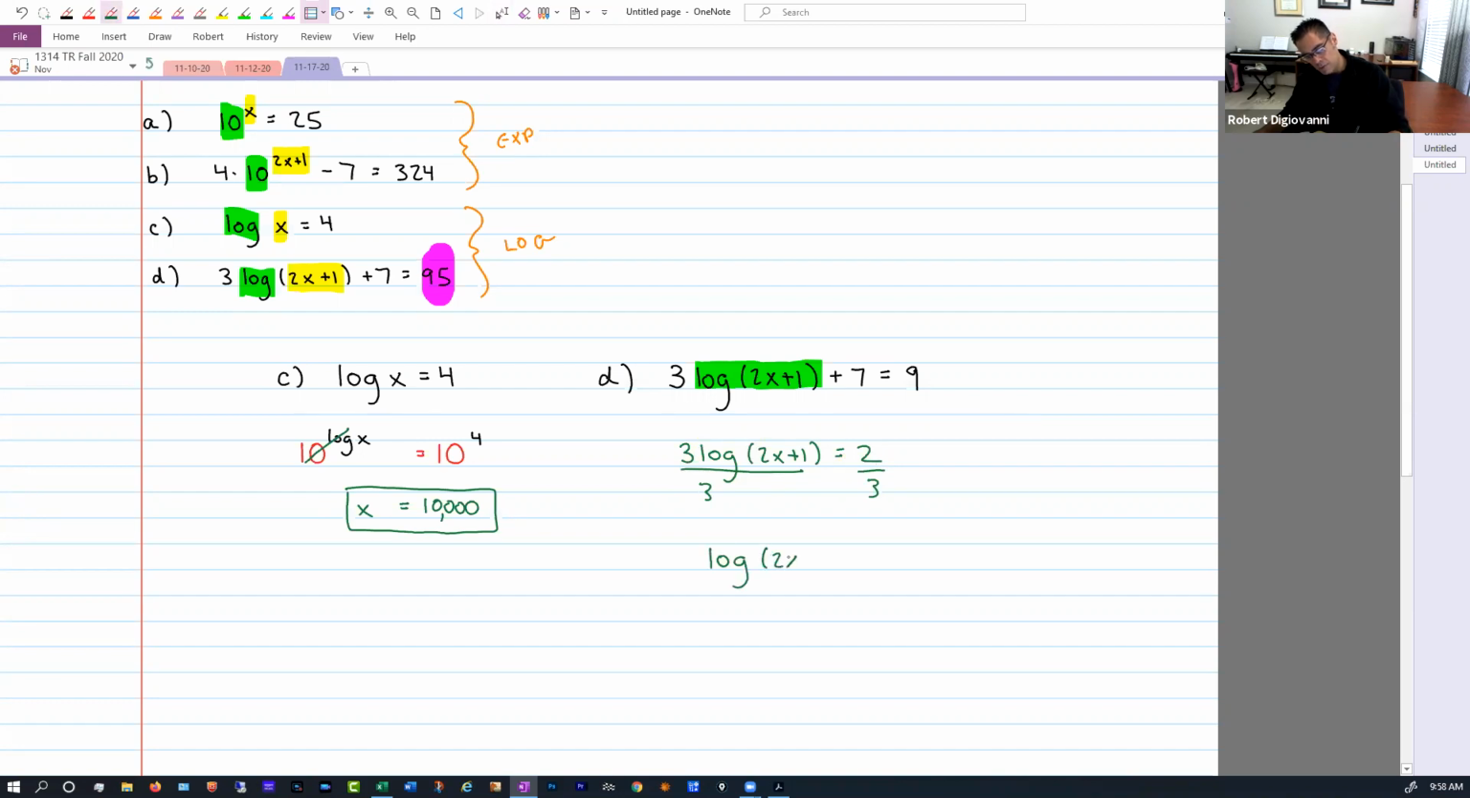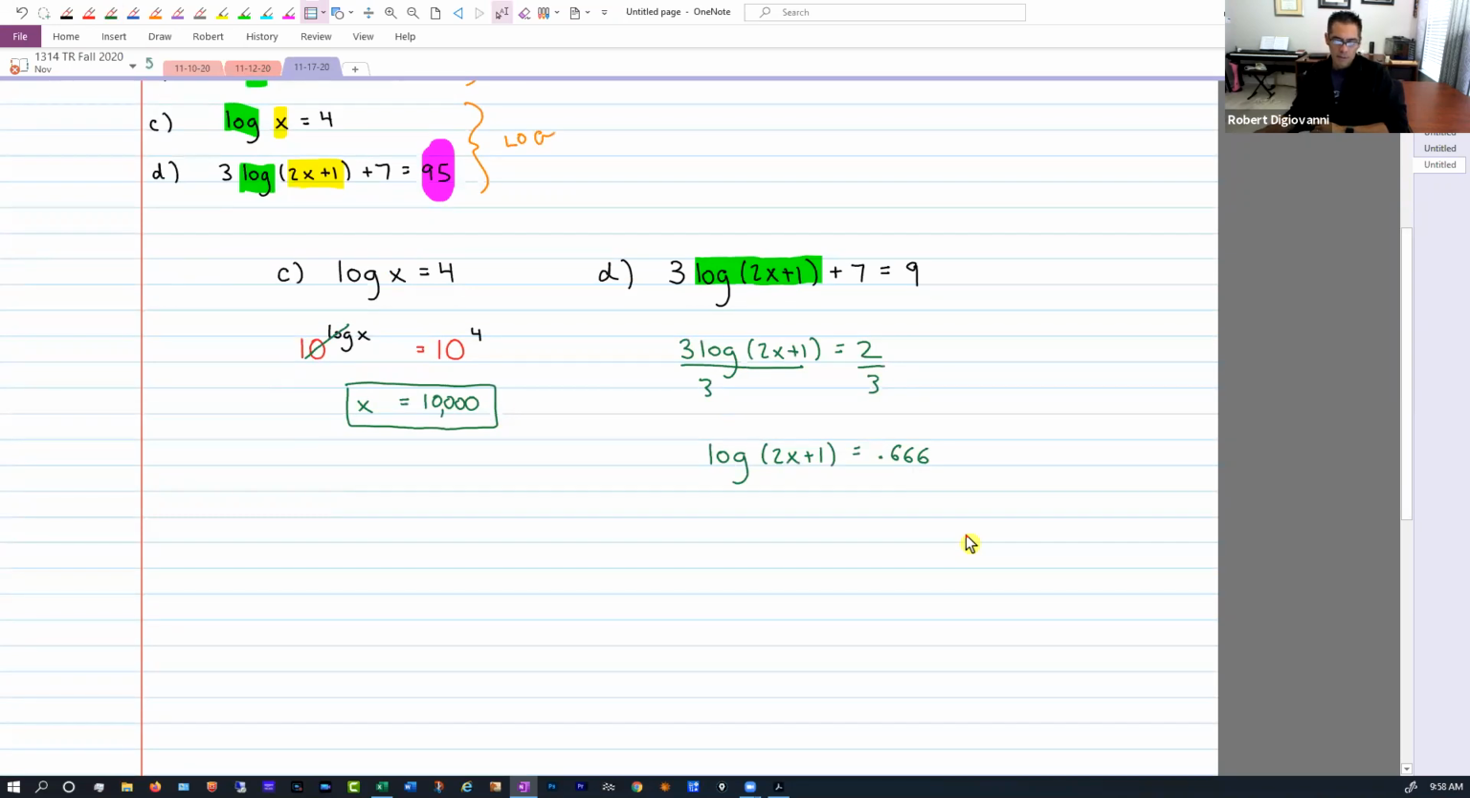log of 2x plus 1 equals 2/3, which is 0.66 repeated. Any questions on this? Subtract 7, divide by 3. We've got the log by itself. Now we want to undo the log, right? We want to undo it.